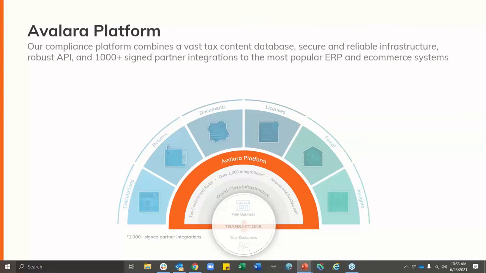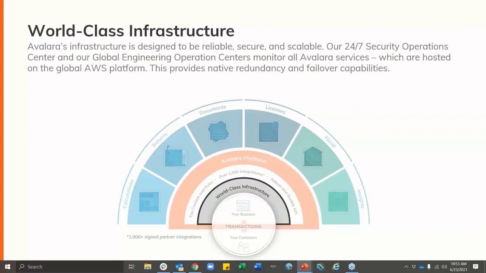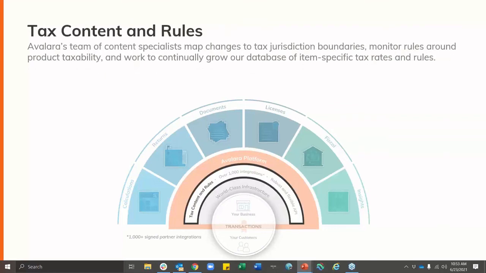So our compliance platform is really a truly vast content database. I mean, that's what you're buying into here. It's secure, it's a reliable infrastructure. We have robust APIs. And again, I already mentioned our 1,000+ integrations. We have a security operations and global engineering team working 24/7 to monitor all our services, which are hosted on the AWS platform. This provides native redundancy and failover capabilities, which are extremely important to our retail customers in particular.